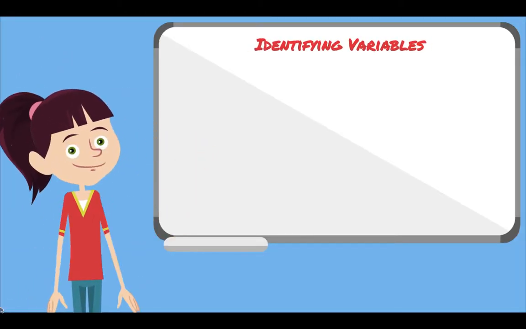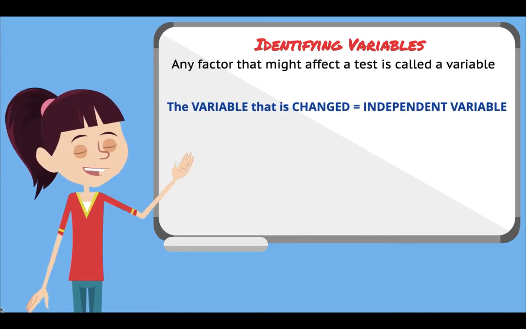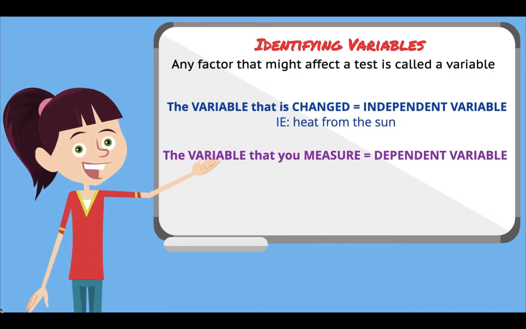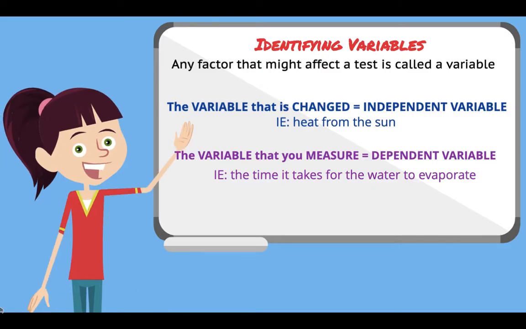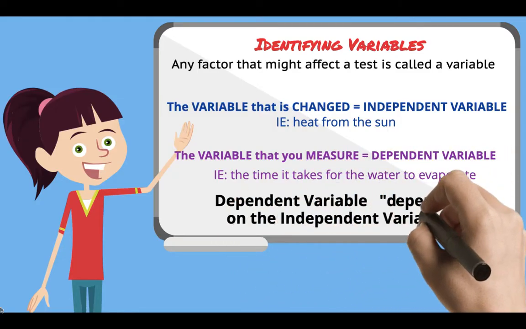Identifying variables. Any factor that might affect a test is called a variable. A variable that is changed is the independent variable, such as heat from the sun. The variable that you measure is the dependent variable, such as the time it takes for water to evaporate. The dependent variable depends on the independent variable.